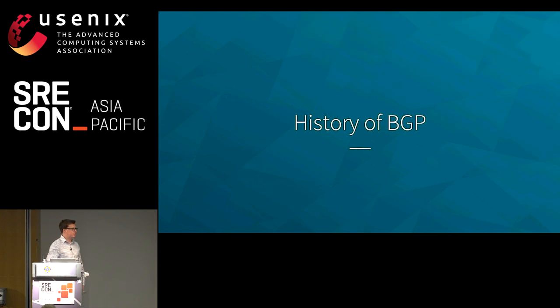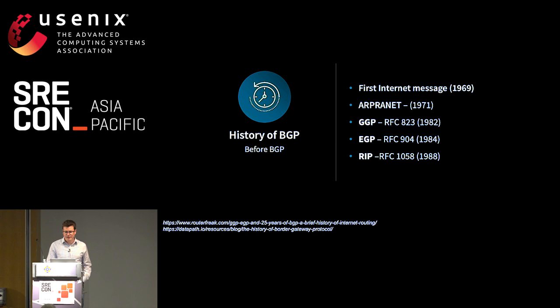So history of BGP. So BGP wasn't around when the internet sort of first started. So in 1969, UCLA sent the first internet message to Stanford University. And the message they sent was login, but Stanford only received the LO of login. But this was considered the first successful internet message. In 1971, ARPANET, or the Advanced Research Projects Agency Network, begins to implement a future internet protocol using packet switching. From this research stems TCP/IP and gives us a sort of 15 nodes around the world for connectivity and the start of email.